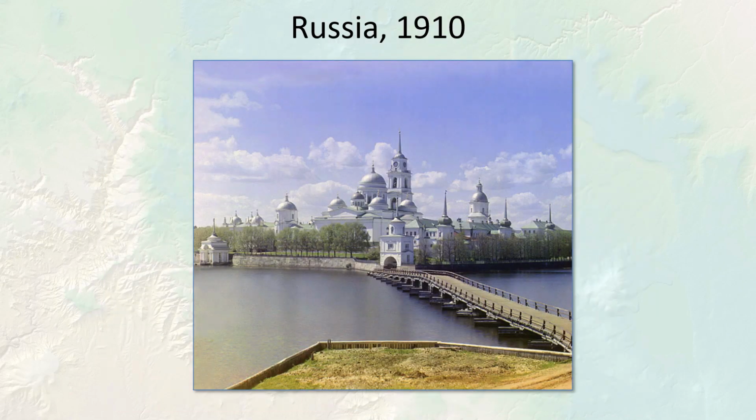Here's another example. The colors here are just really amazing to me. This is Russia, 1910. There's a whole series of these images taken in Russia before the First World War, before the Revolution, and long before there was color film available. I think this is really interesting.